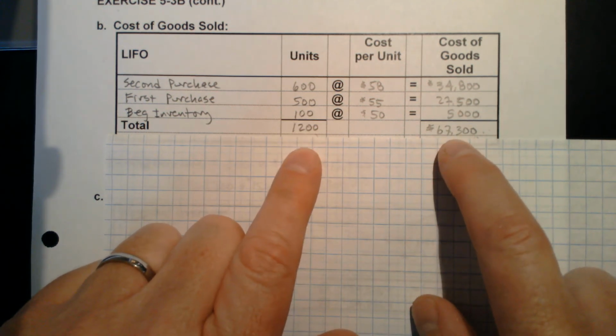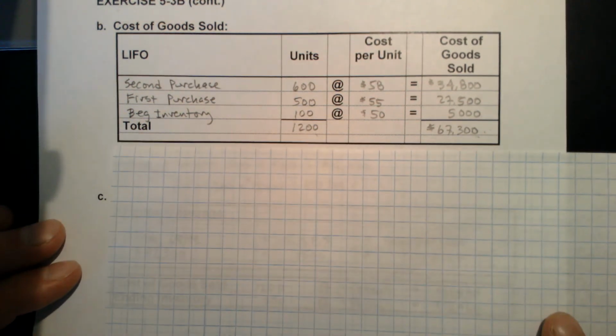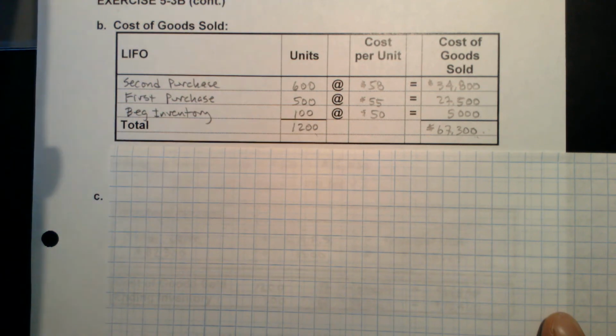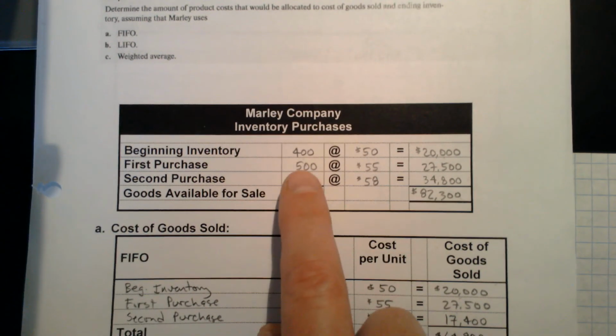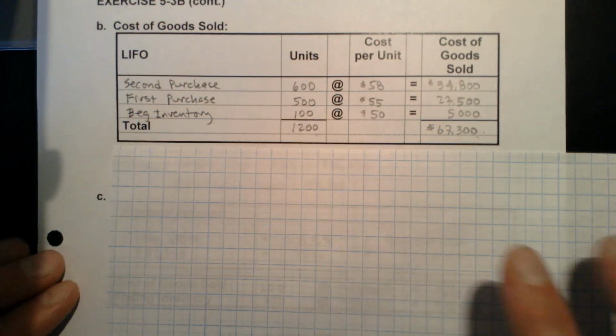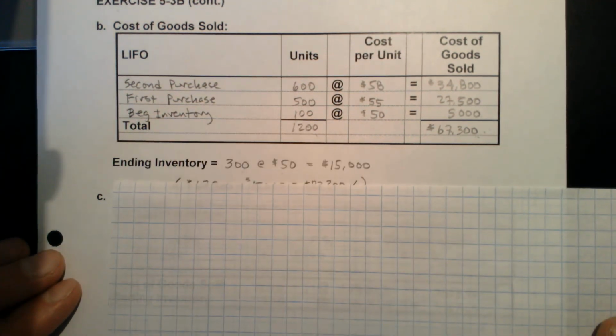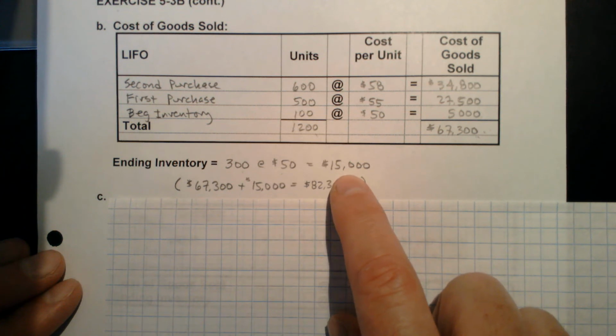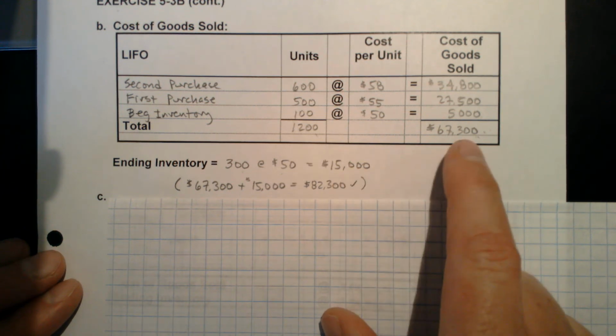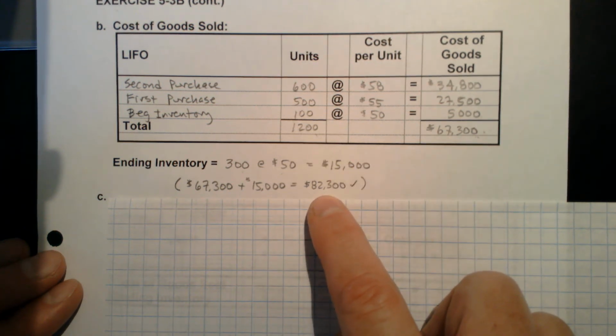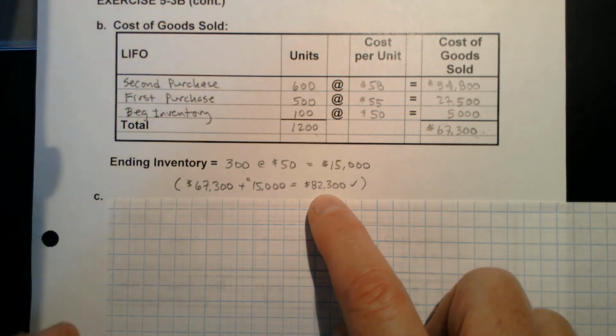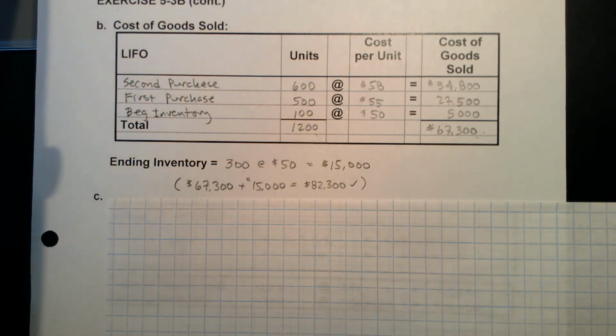The total cost is 67,300. Now my ending inventory is going to be my beginning inventory of 400 minus the 100 that I just sold. So I'll have 300 units at $50 for 15,000. If I add 15,000 and 67,300, I'll get 82,300. So that checks against my goods available for sale.